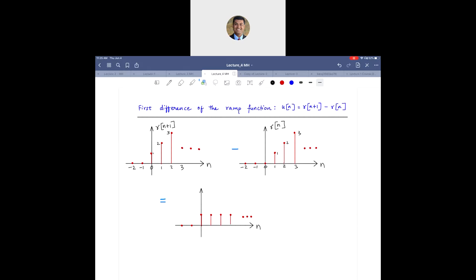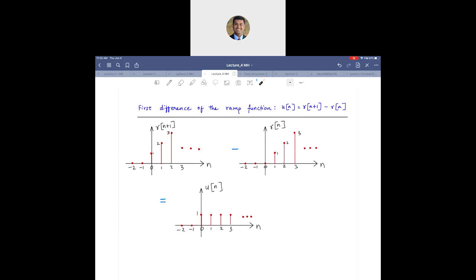Height 1 times 0, 1, 2, 3, and so on, which is the same as u of n. So that's a quick proof that the first difference, r of n plus 1 minus r of n, of the ramp function leads to a step sequence.